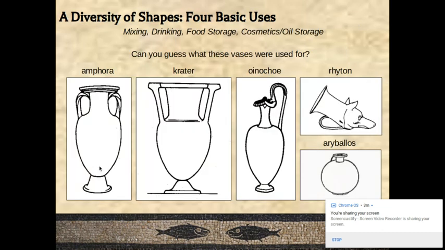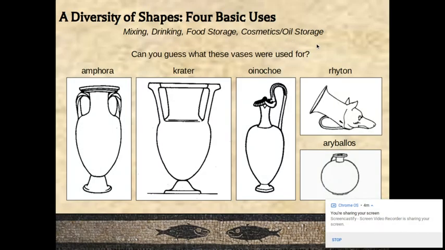So these are the five types. There was the amphora, the crater, the oncho, the rhyton, and the arabelos. So these are for different things. So right now I want you to think about which of these do you think is for mixing? Which of these do you think is for drinking? Which of these do you think is for food storage? And which of these do you think is for cosmetics or oil storage?